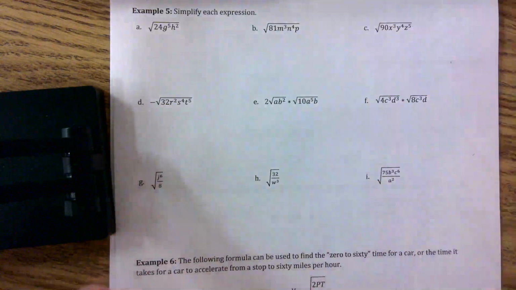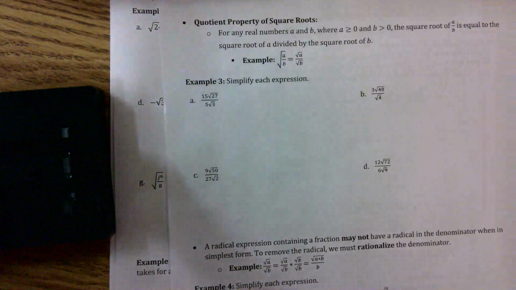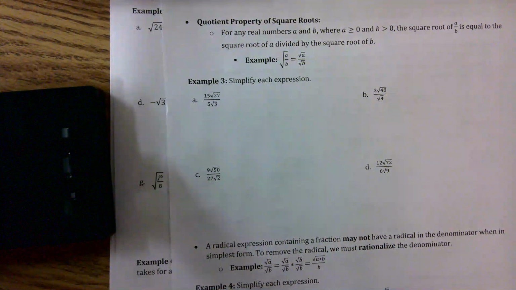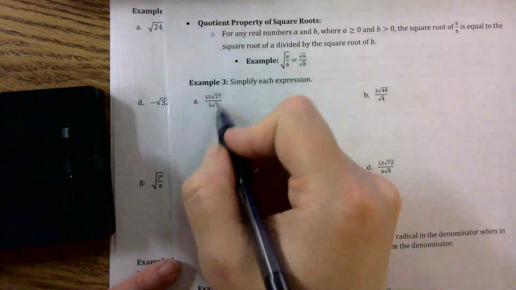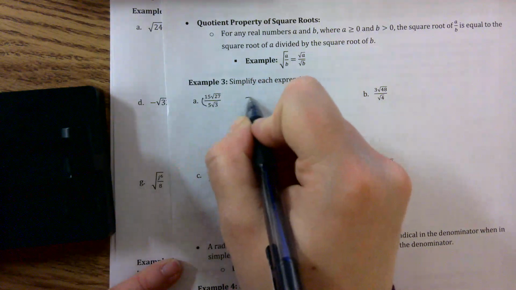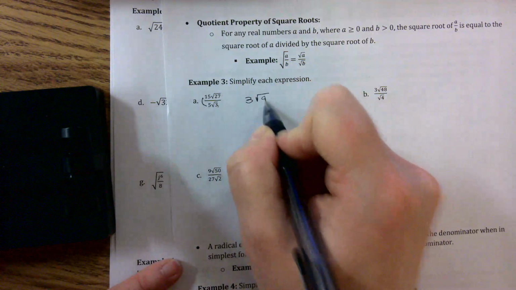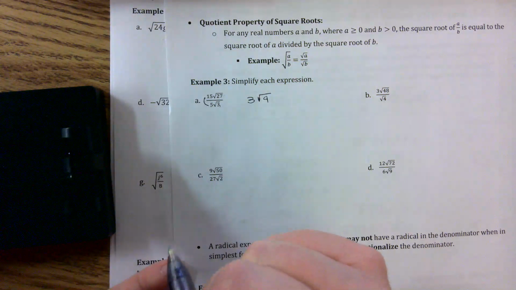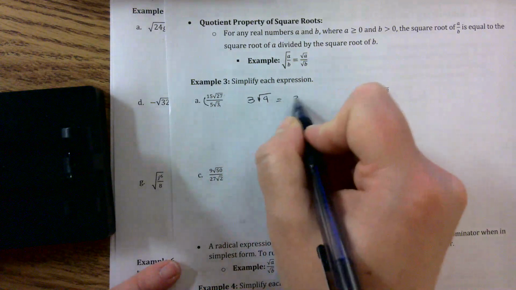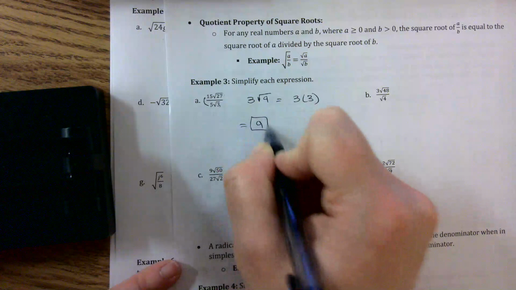Okay, on the back, it says quotient property of square roots. Here, we can take 15 divided by 5, which is 3, and 27 divided by 3, which is 9. What's the square root of 9? 3. So my answer is 9.